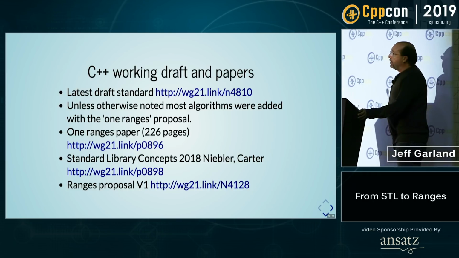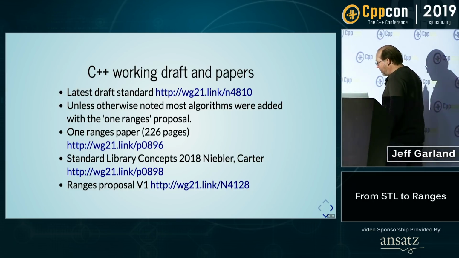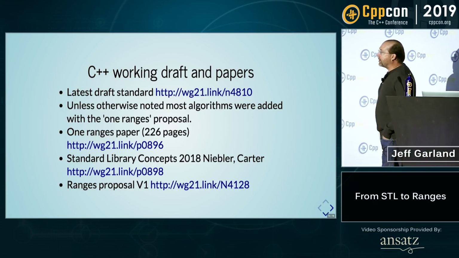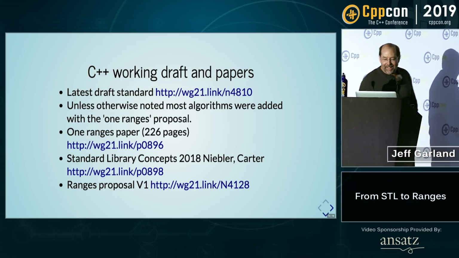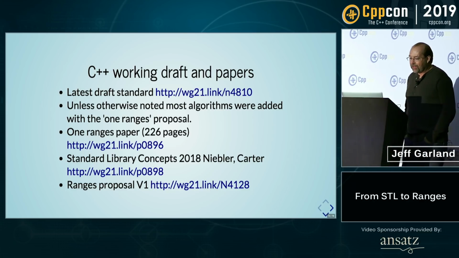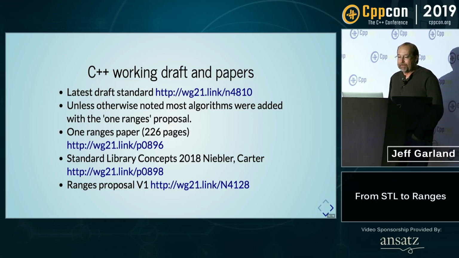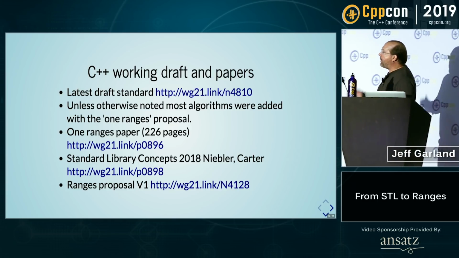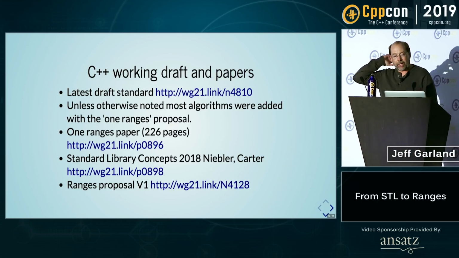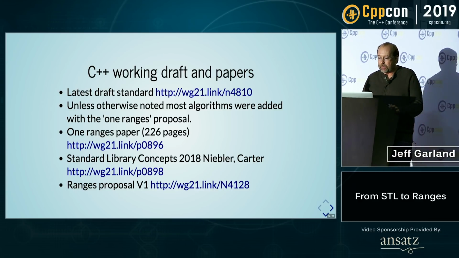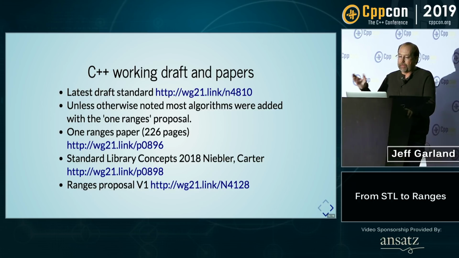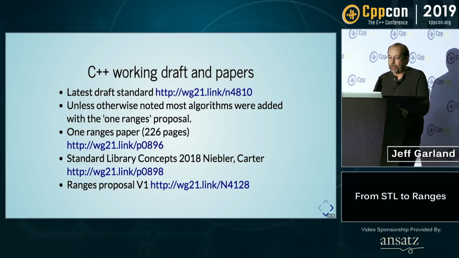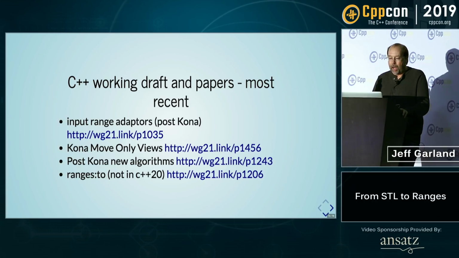Working drafts. If you'd like, you can read the one ranges paper. It's 226 pages of scintillating material that no doubt will put you to sleep quickly. But yeah. And now probably the best thing to really read is the latest working draft. You can go to that link and you can get a copy of it. Because additional algorithms since the one ranges proposal have gone in. And here's some of the new ones.